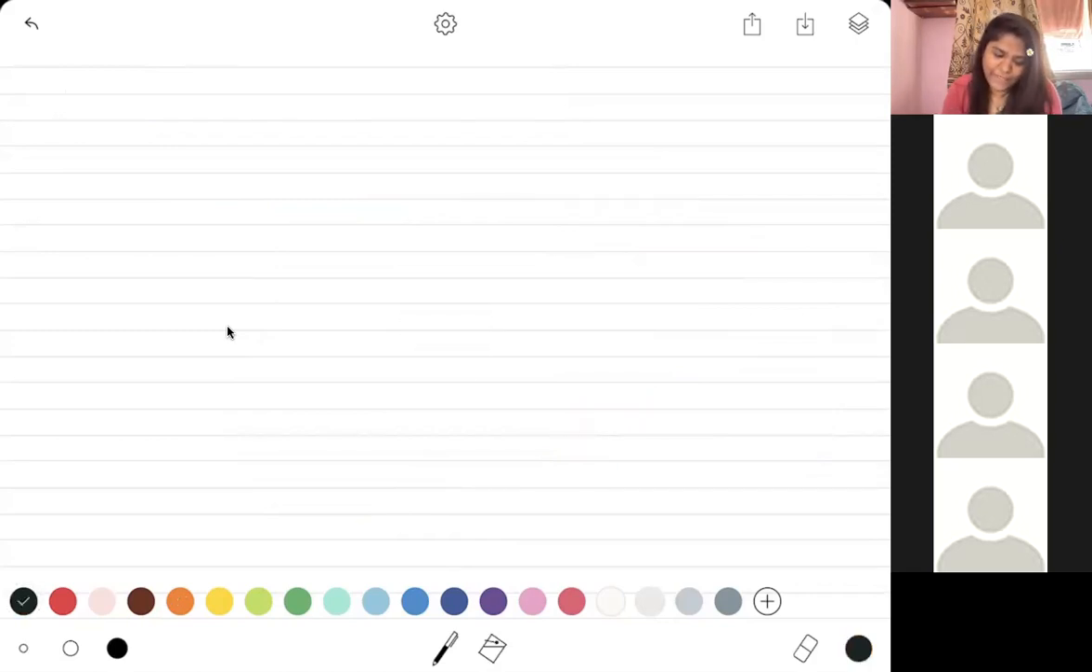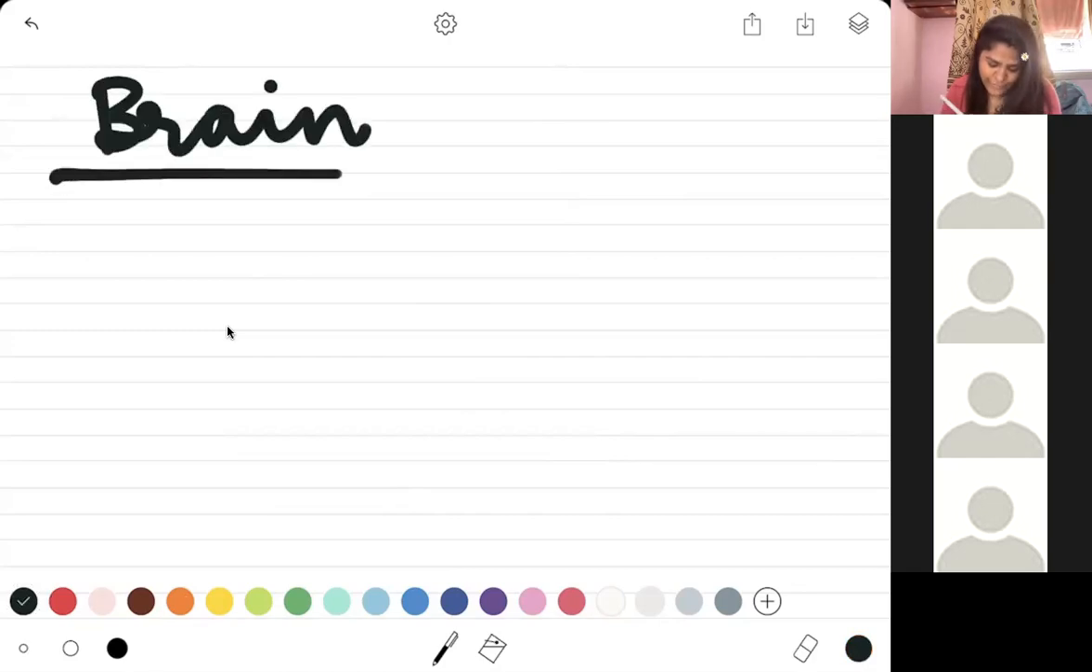Now the next part that we need to discuss is about your brain and the different parts of your brain and how they are going to be important. Remember the last class I told you to draw the structure of the brain so that we can discuss it in detail. That is exactly what we are going to do right now.